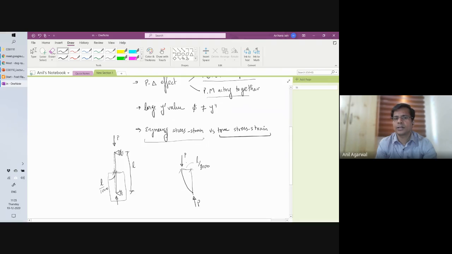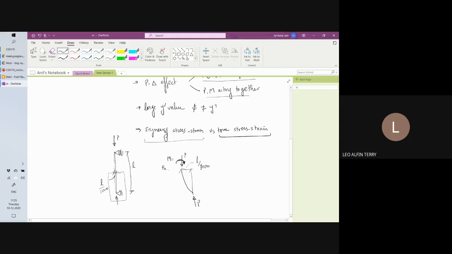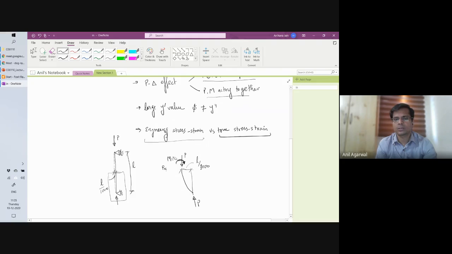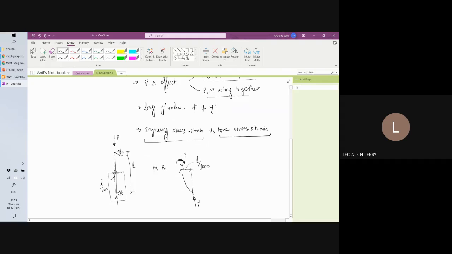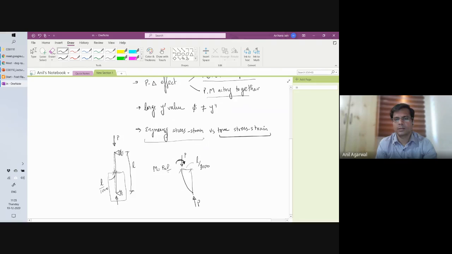And as a result, there is a moment, and that moment has to be resisted by an internal moment acting this way, right? So the two P's are making the column rotate in the anti-clockwise direction. So the internal moment has to be applied in such a way that it is balancing it. And that moment will be how much for equilibrium? Just look at the equilibrium equation. P into L by 1000, PL by 1000.